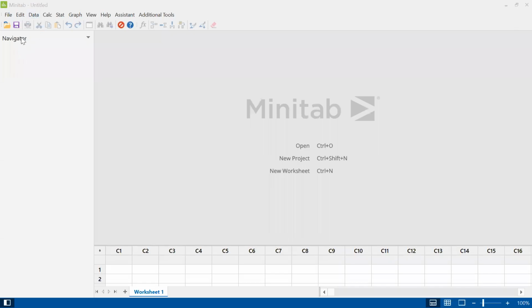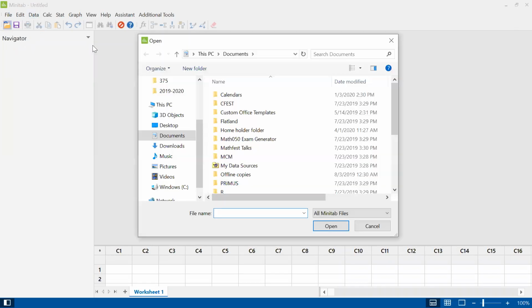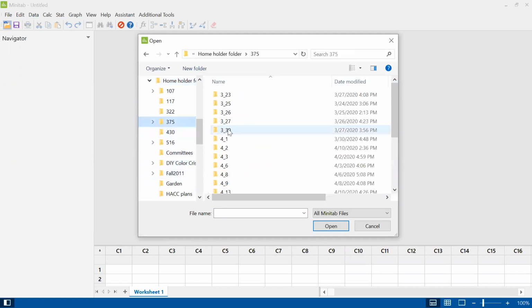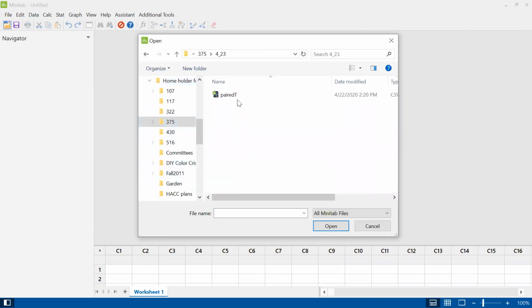Okay, so I'm going to upload my weight loss data. Where do I have this? In my documents. Here's our class. Go to today's class. Okay, here's my paired T data. That's what I call the data file, paired T data. And so we'll open that up.